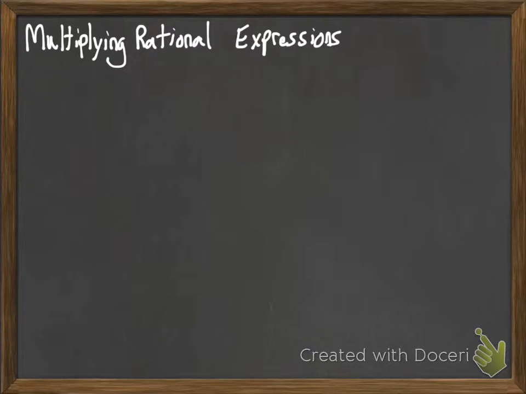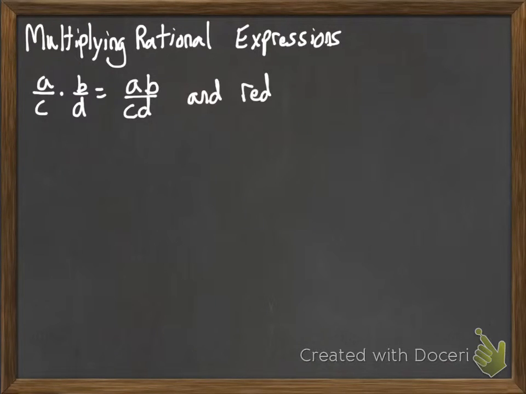Okay, so now we're ready to discuss multiplying and then eventually dividing rational expressions, or in other words, algebraic fractions. The key to multiplying is the understanding that we take the product. We multiply across the top, multiply across the bottom, and then typically reduce.